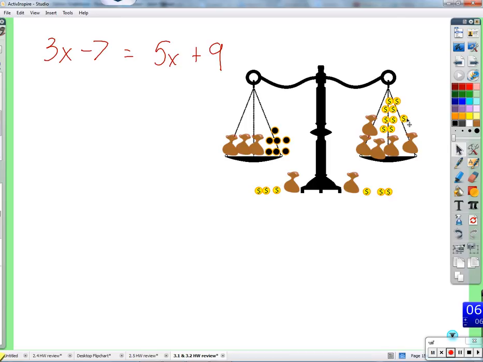sides. Maybe it didn't. For those of you who didn't, take a look at the scale now. We want to get a single bag alone on one side. But how can we do that and keep it balanced? First things first, I think you take away 3 bags from each side. If I take 3 off of this side, there's no more bags over there, right? But right now, what's the scale looking like? It's really off. It's all lopsided. I need to take 3 off of this side, too. Now it comes back and it's level.